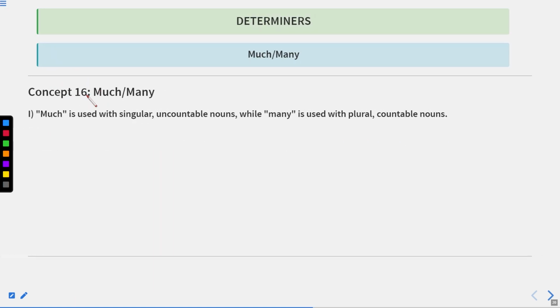Now we'll discuss another very important concept, that is much or many. These two words are very important. These are basically adjectives, and out of these two adjectives, one is used with countable nouns, another with uncountable. Much is used with singular uncountable nouns, while many is used with plural countable nouns. If we say any noun is an uncountable noun, it is always considered singular. So we need not write the word singular, but we can say that there are two words, many and much.